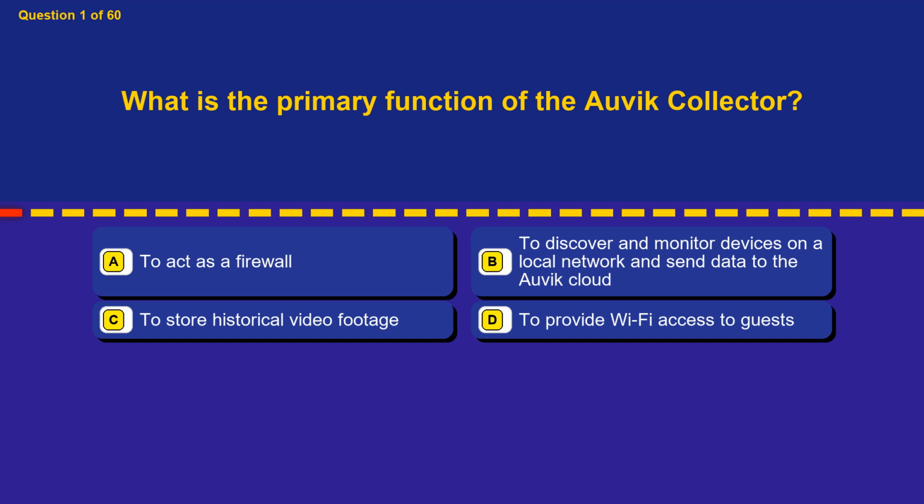Question 1. What is the primary function of the Auvik collector? Option A. To act as a firewall. Option B. To discover and monitor devices on a local network and send data to the Auvik cloud. Option C. To store historical video footage. Option D. To provide Wi-Fi access to guests.